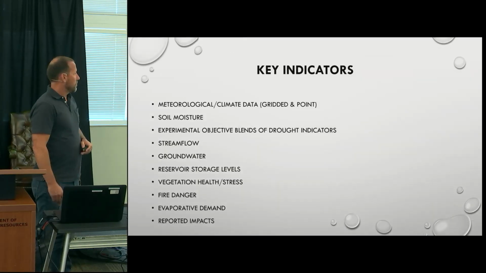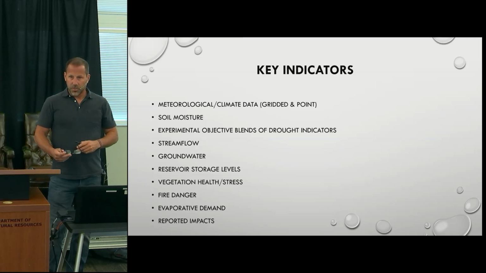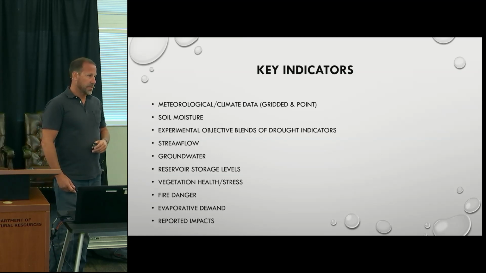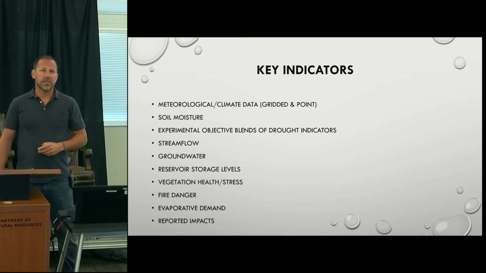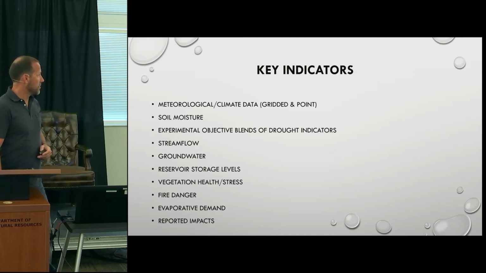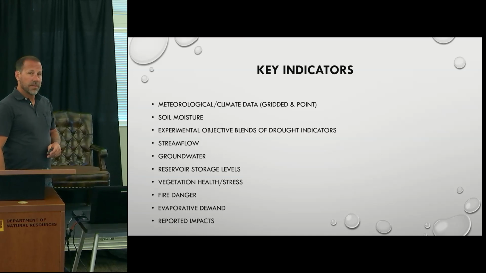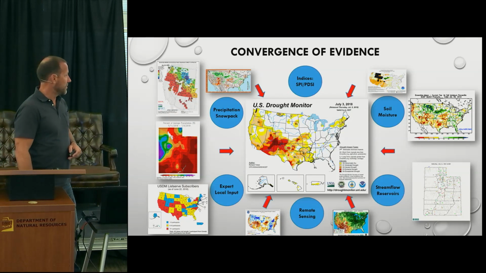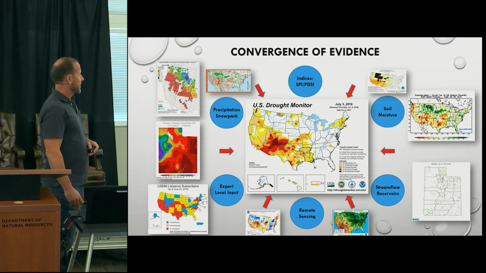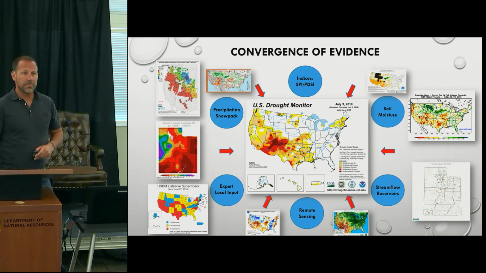So as we talked about yesterday, these are some of the key indicators that we're using in our drought monitoring assessment. Probably some of these your respective agencies are using as well in your work. And I'm going to go into a bit more detail as to each one of these. Again, this is our convergence of evidence approach and how we integrate all these different indicators to make the weekly map.